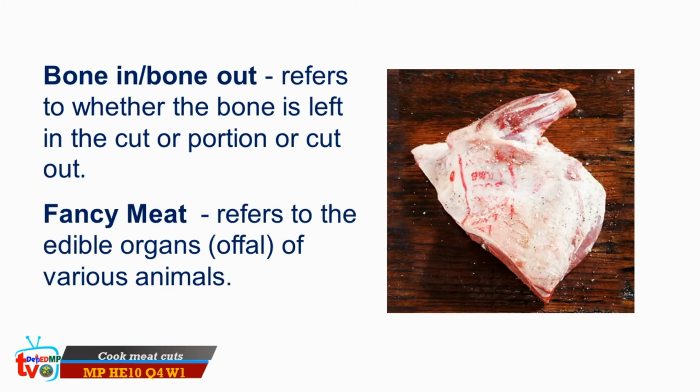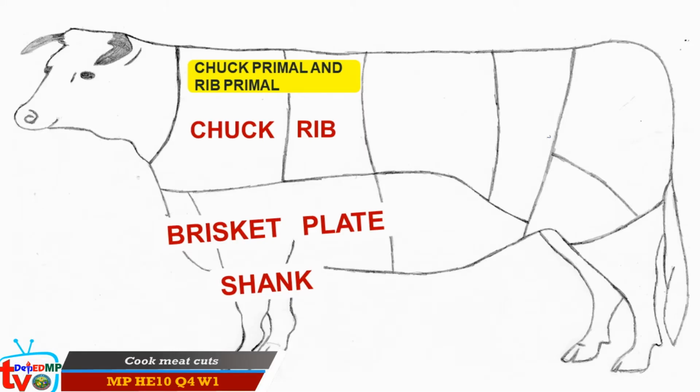This refers to whether the bone is left in the cut or portion or cut out. The fancy meat refers to the edible organs of various animals. It includes animal offal cuts and products that cannot be classified as meat, including the head, tail, feet, and marrow bones. Beef is divided into large sections called primal cuts.